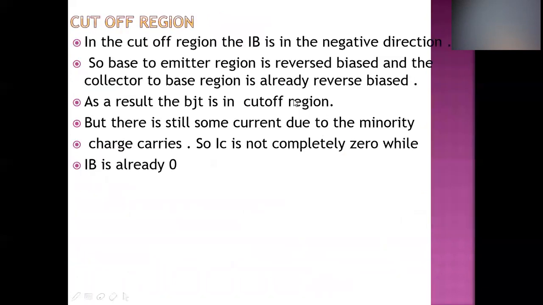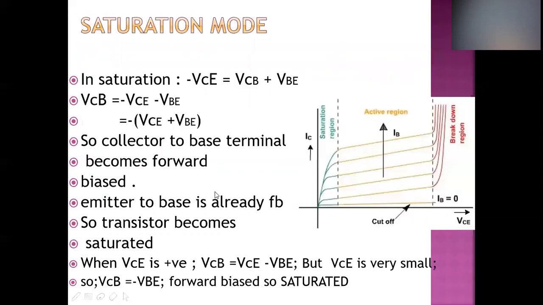Now, in the cutoff region, the IB is in the negative direction. So the base to emitter region is reverse biased and the collector to base region is already reverse biased. As a result, the BJT is in the cutoff region. But there is still some current due to the minority charge carriers. So IC is not completely zero, but IB is already zero in the cutoff region. That is why we can find that when IB is 0, there is still some value of IC in the cutoff region.